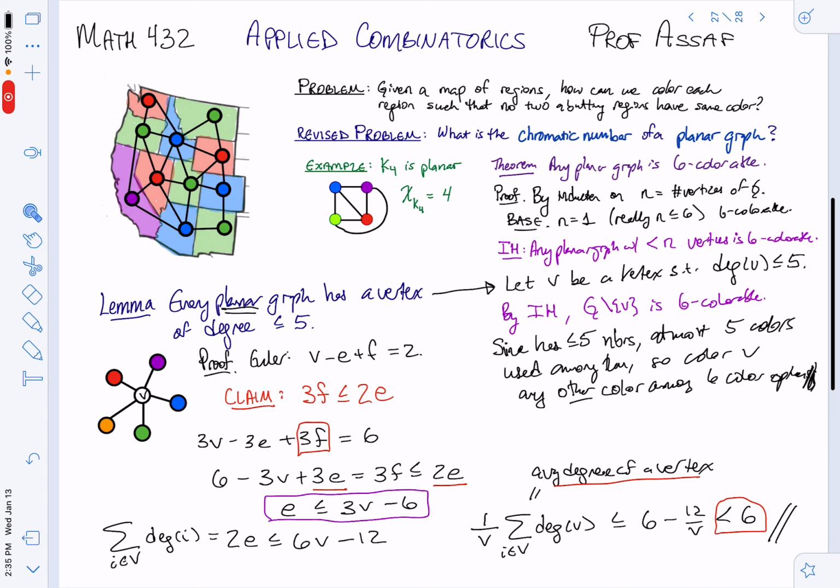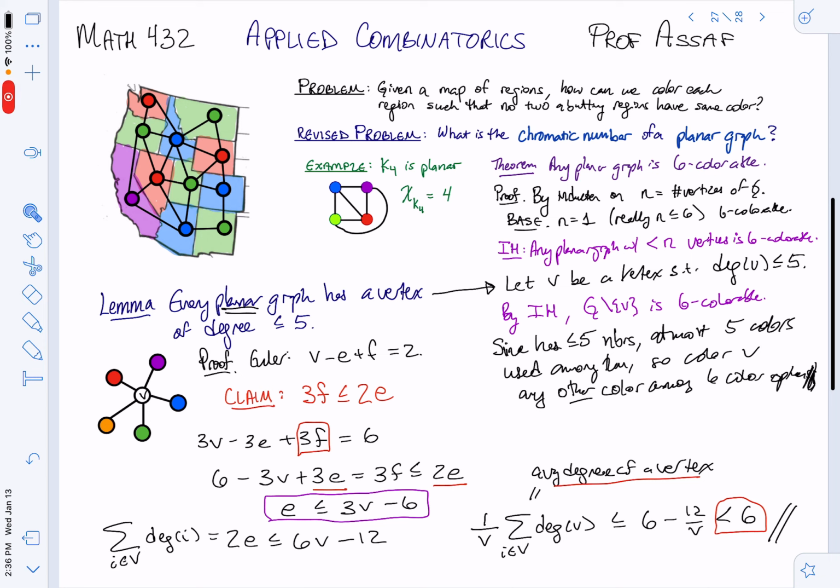We can see that in a planar graph, the average degree of a vertex is going to be less than or equal to 6 minus 12 divided by v, and that's something less than 6. So we're going to have at least one vertex of smaller degree. And we can see that here in this graph, actually most of the vertices have degree less than or equal to 5. This one has degree 6. So it's not true that every vertex has degree less than 5, but the average degree is less than or equal to 5. And so that allows us to prove every planar graph is 6 colorable.